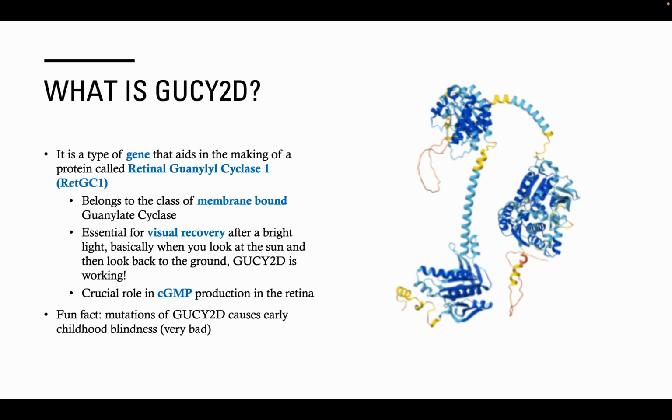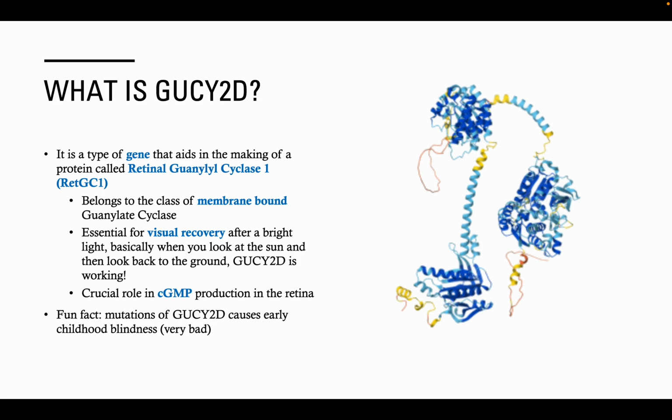It is a type of gene that aids in the making of a protein called retinol guanylyl cyclase 1, also known as RET-GC1. This class of protein, or enzyme as some will call it, is a type of membrane-bound class. It is essential for basically visual recovery after bright light.